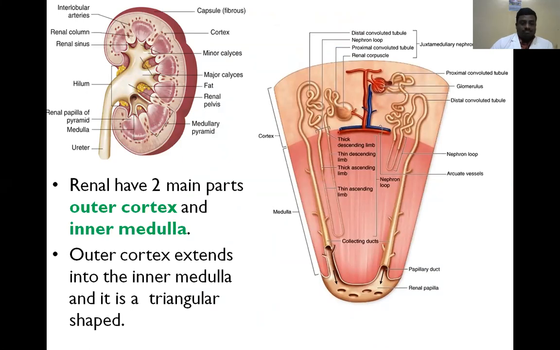Now the cross section of the kidney. What does it contain? Mainly an outer cortex and an inner medulla. The outer cortex extends into the inner medulla, and these extensions are triangular in shape. In the cortex and medulla you can see clearly that it contains a million nephrons, extending from the cortex to the medulla.